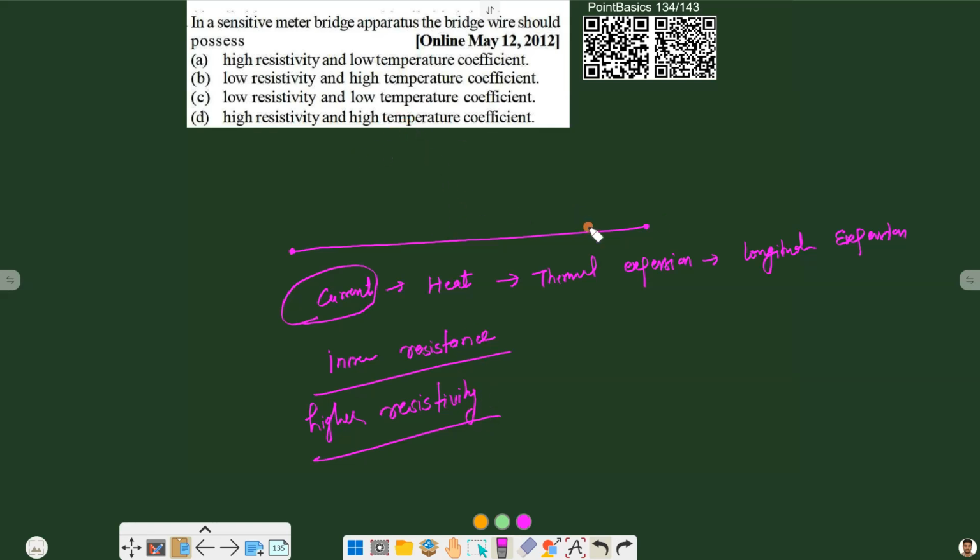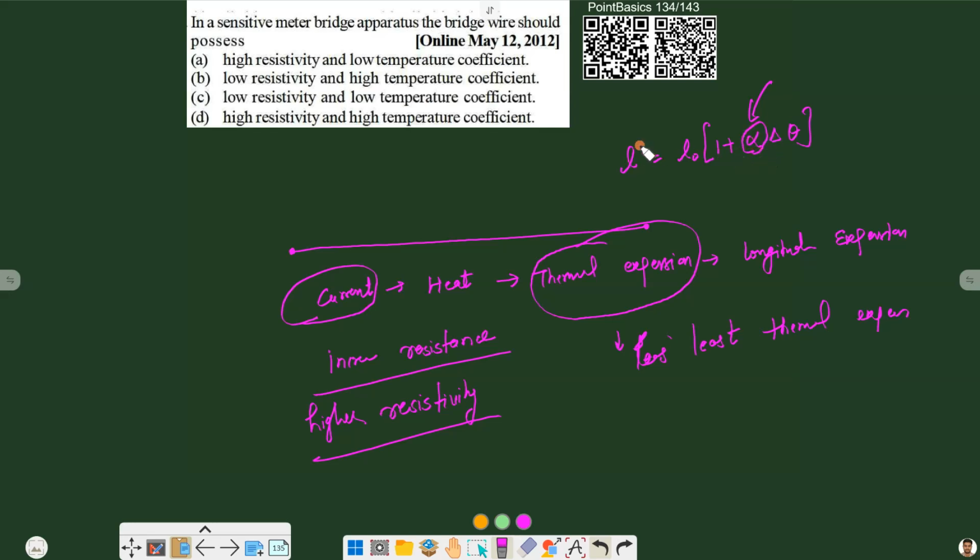Now what is the temperature coefficient? The temperature coefficient decides how much thermal expansion there will be. So we need the least thermal expansion, and for that the thermal expansion coefficient should be low, because we know that the expanded length L equals L0 times (1 plus alpha delta theta). This is the thermal expansion coefficient, so it has to be lower so that expansion is least. So high resistivity and low temperature coefficient, option A will be the right answer.